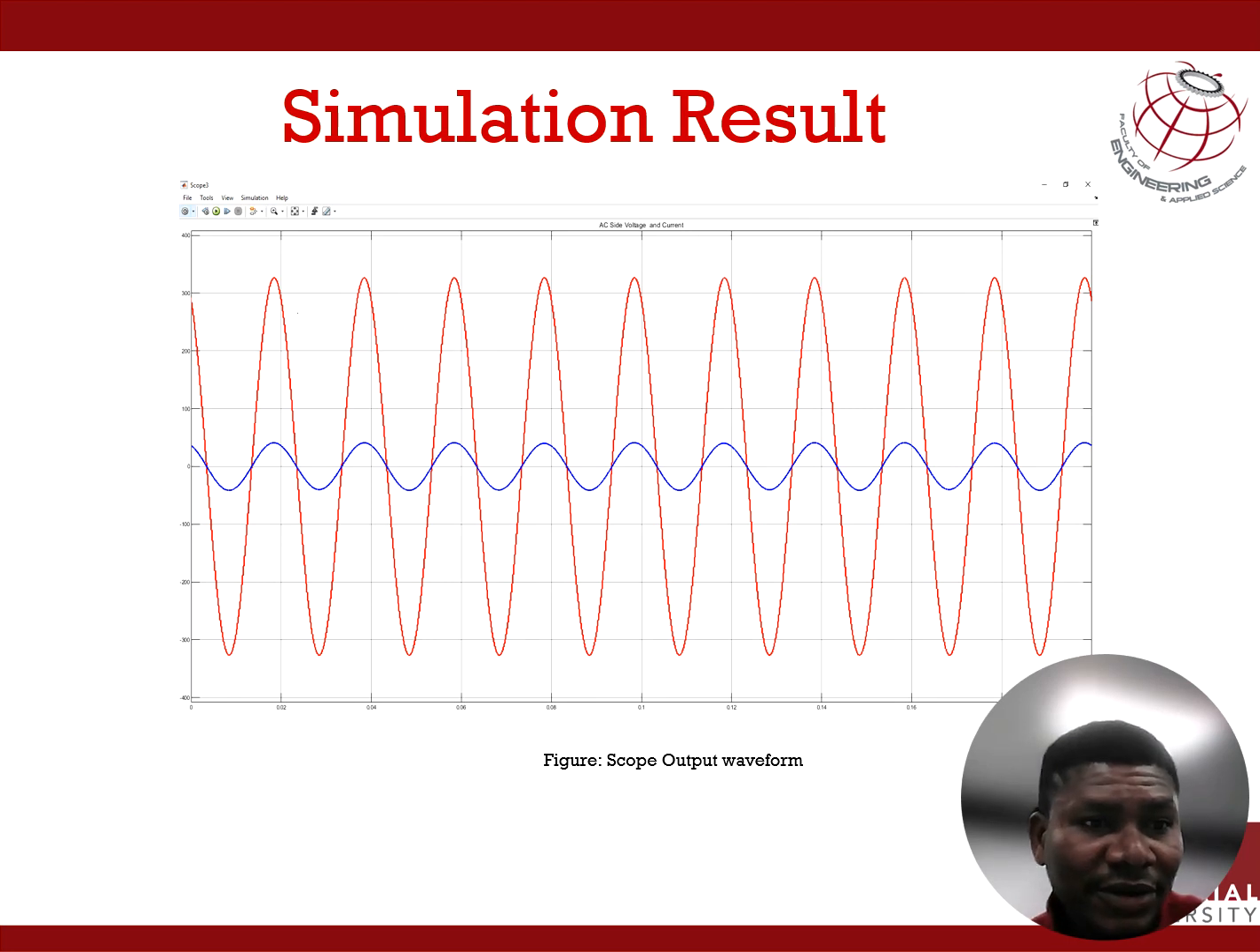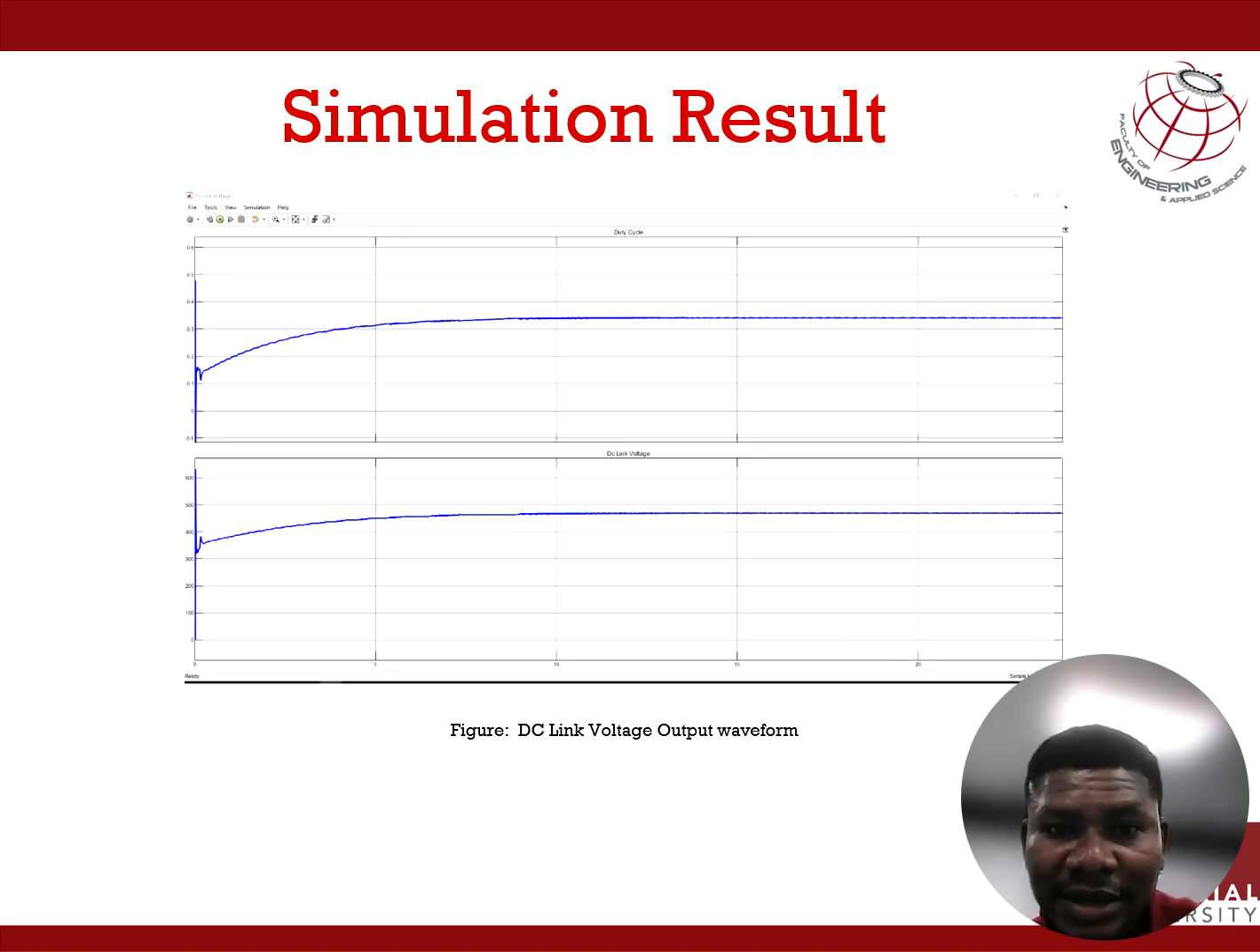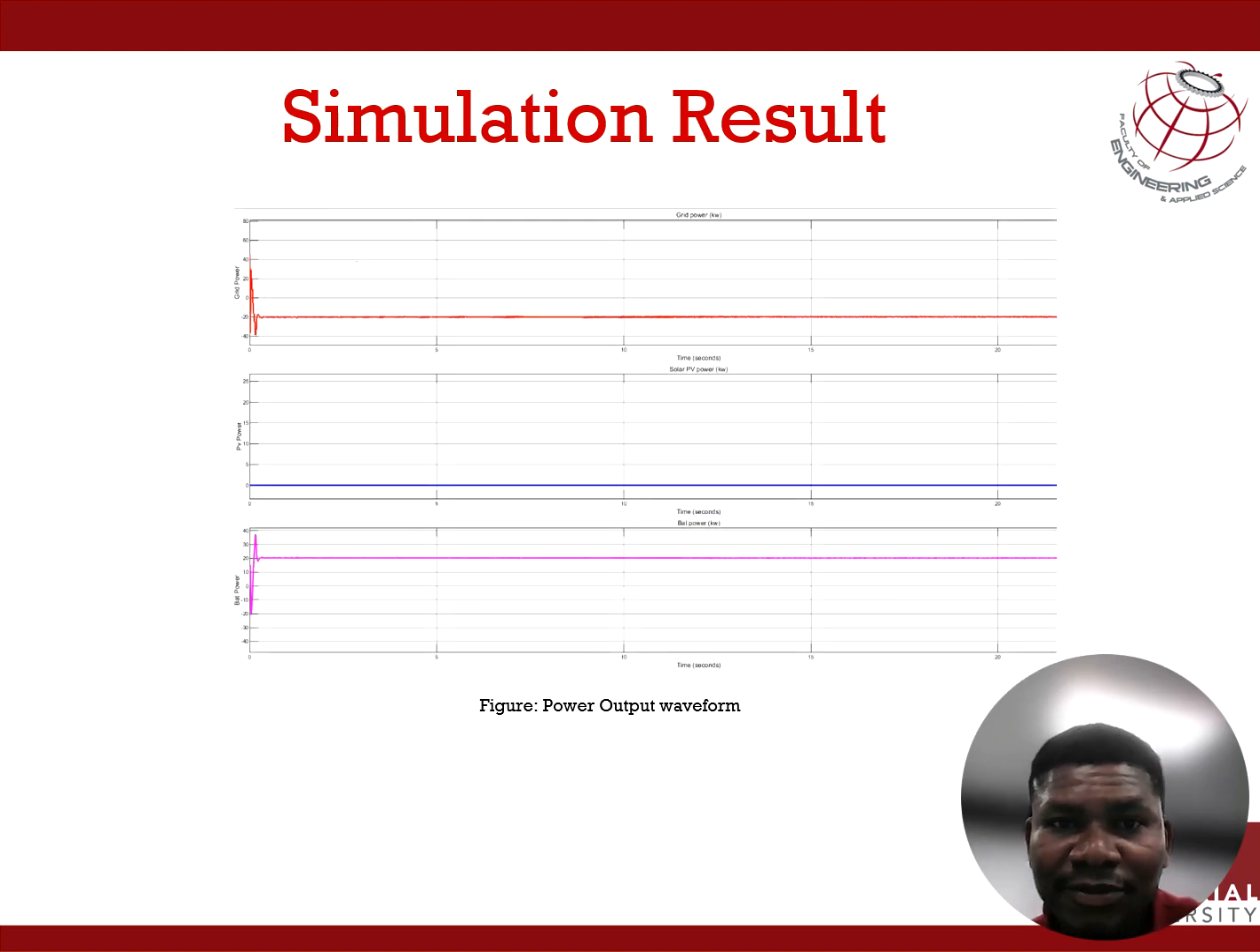We also have our simulation results. This circuit diagram is used to implement the V2G and the G2V operation in MATLAB software. There are various output waveforms presented in this study, such as scope output waveform, battery output waveform, DC link voltage output waveform, and power output waveform.